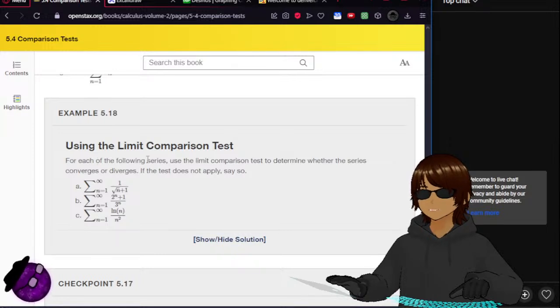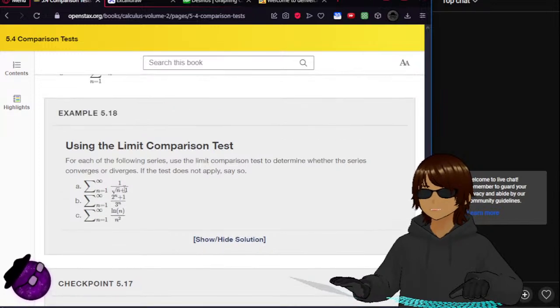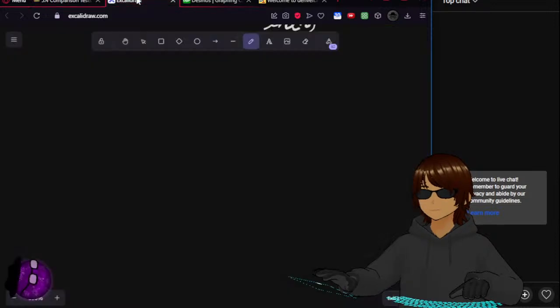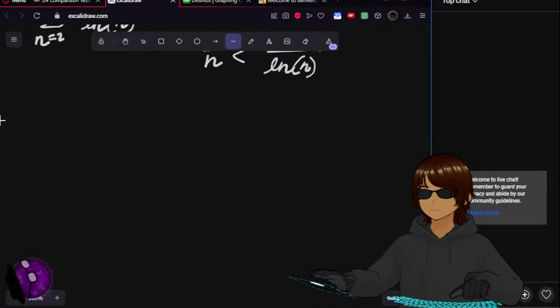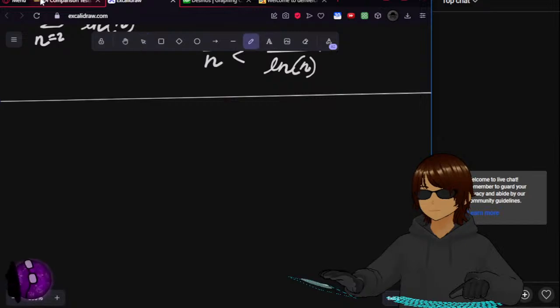For each of the following series, use the limit comparison test to determine whether the series converges or diverges. If the test does not apply, say so. So 1 over root n plus 1.